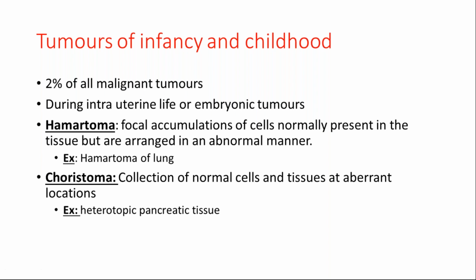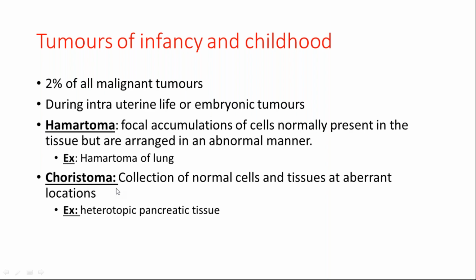Normally we see cartilage in bronchus, not in the lung tissue. When this cartilage is present within the lung tissue, it forms a mass, that is accumulation of cells normally present in the tissue. When it is arranged in abnormal manner, present within the normal lung parenchyma and forming a mass, it is called hamartoma.